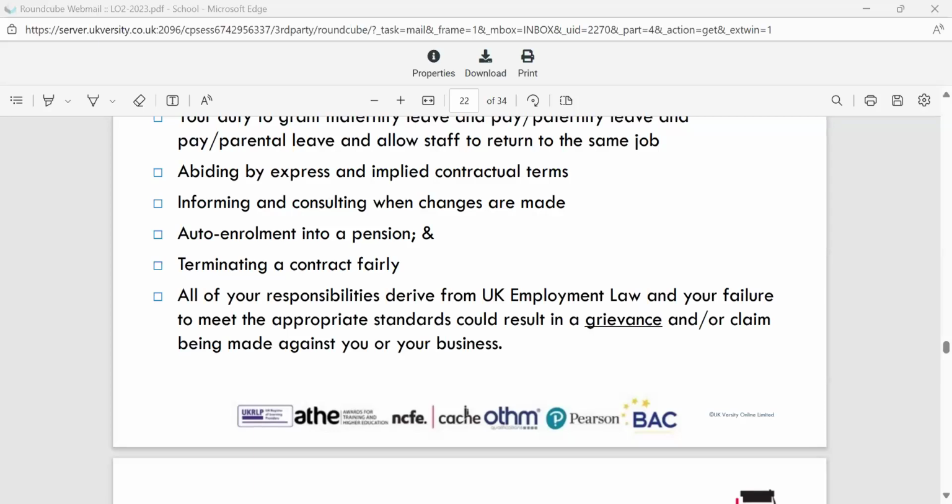And the other thing, the most important thing, is to register them with HM Revenue and Customs for payroll, if there are any sort of requests for working hours.